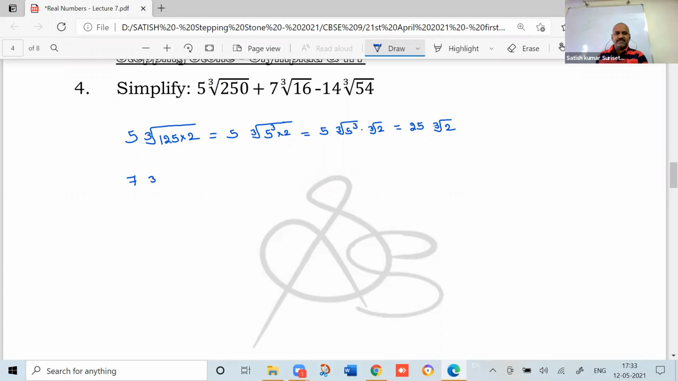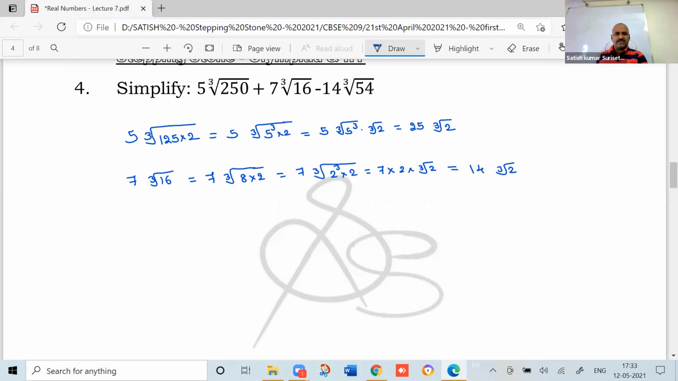In the same manner, second term. 7 into cube root of 16. So 7 into. Tell me what should I write 16 as? 8 into 2. So 7 into cube root of 8 into 2, again you can write as 2 cube into 2. So this becomes now 7 into cube root of 2 cube. So that is 2 into cube root of 2. So 7 into 2, 14 cube root of 2.